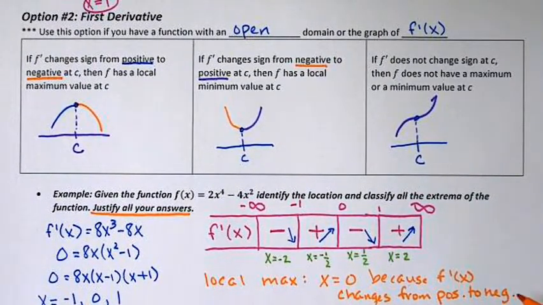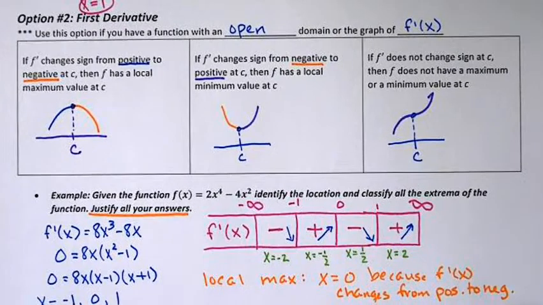This justification that I just wrote in words has to be on your AP exam. This table is not enough evidence on the AP exam. If all you do is write local max at x equals 0, they will not give you credit for it. This justification has to be there. Okay?